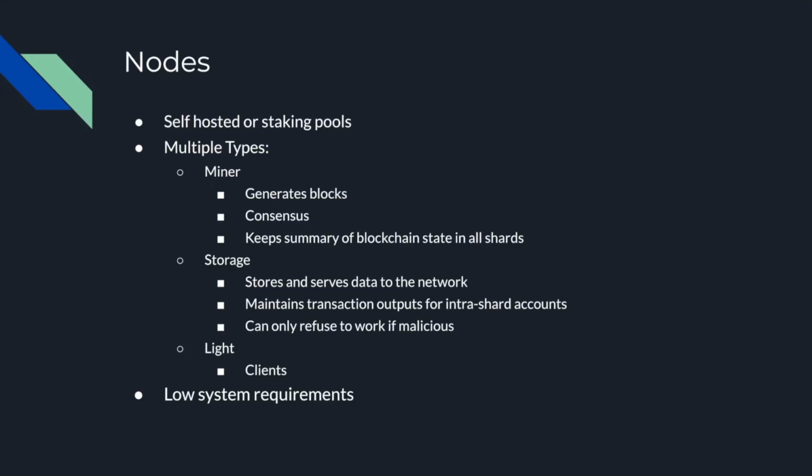Storage nodes store and serve data to the network so that miners can focus on their jobs. They maintain transaction outputs for accounts in each shard and cannot be used in a malicious way to harm the network. Finally, we have light nodes, which are just users and clients that are sending transactions. The nodes have very low system requirements of 2-core CPUs, 2 GB of RAM, and 8 GB of storage.